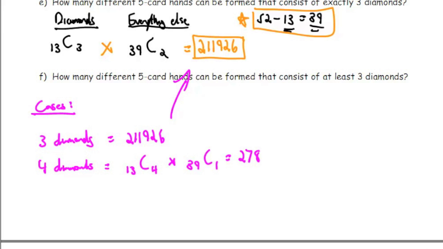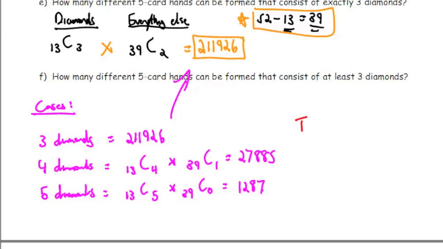Now, if we have 4 diamonds, think about the question before and how we dealt with that. We have 13 potential diamonds, and we're selecting 4 from there, times we have 39 of everything else, and we're only selecting 1 of those cards, and that's just equal to 27,885. Okay, and with 5 diamonds, I think you see the pattern here. We have 13, and we're going to select 5, and we're going to multiply that by 39, but we're not going to select any of those, and that's just equal to 1,287.